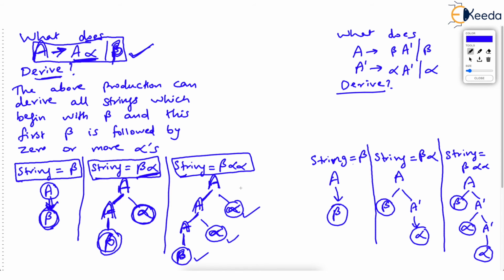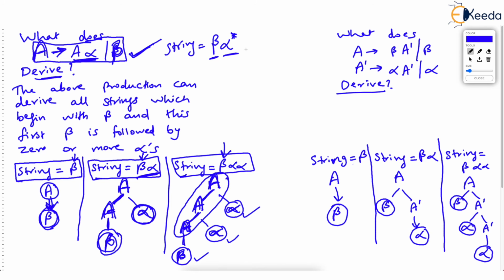Are you understanding that strings derived from this grammar always begin with a single beta? There will be only one beta, but that beta can be followed by 0 or more alphas. So the strings are of the form beta alpha star, but the first symbol will be beta, correct? And have you observed left recursion? You can see the left leg over here, how left leg is getting pulled. A derives A alpha, A derives A alpha. Clearly this is a left recursive grammar. It is so visible from the picture.